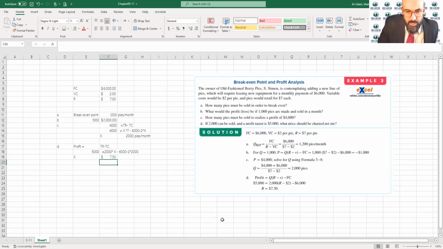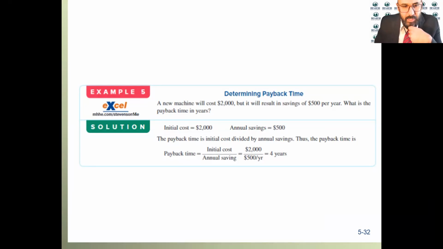All right, well, that's about the break-even point. Maybe we could also take a look at where we are in the slides here. Another concept that we could use to evaluate alternatives is the payback period, and this is a simple measure. The payback period would be equal to the initial cost divided by the annual saving or annual income. So if we have a new machine that costs 2,000, but it will generate 500 per year, what would be the payback time? How long do we have to wait to bring the money back? 2,000 divided by 500, that would be 4 years.